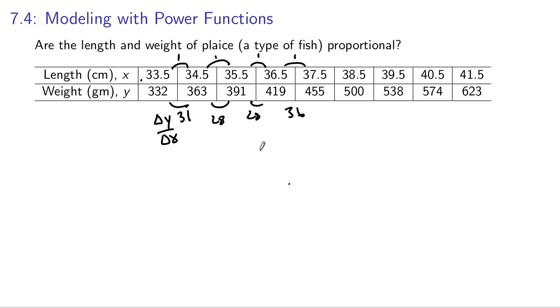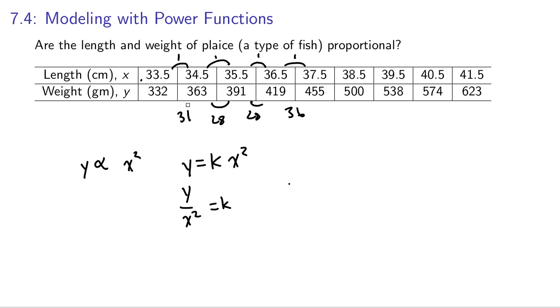So what about other proportionalities? Could it be that y is proportional to x squared? If y is proportional to x squared, we have y as some constant times x squared. So if we take a y value and divide by the square of the x value, we should get something that's constant. And we could do this with linear too, by just dividing by x instead of doing the change.